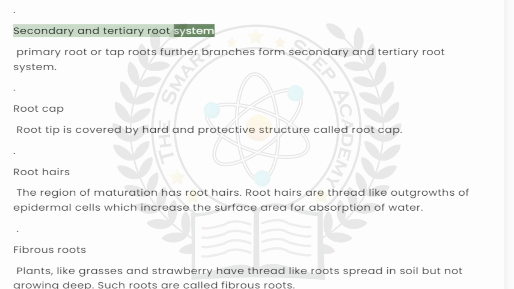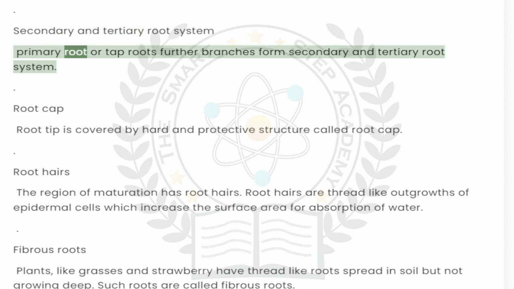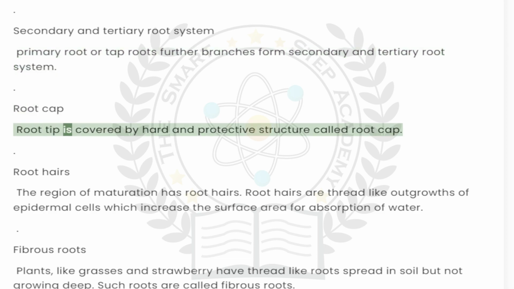Secondary and tertiary root system. Primary root or tap roots further branch to form secondary and tertiary root system. Root cap. Root tip is covered by hard and protective structure called root cap.